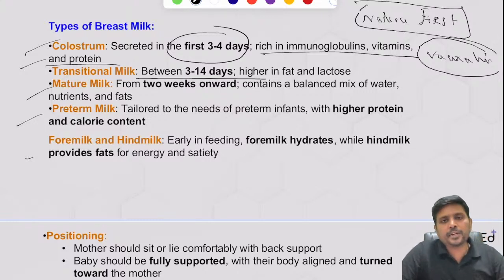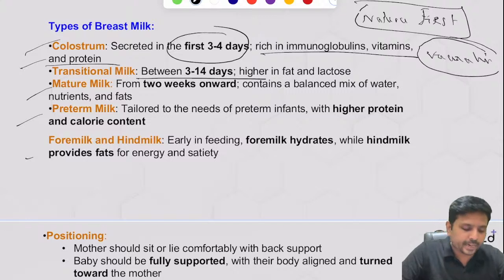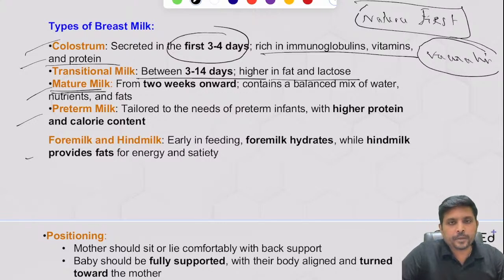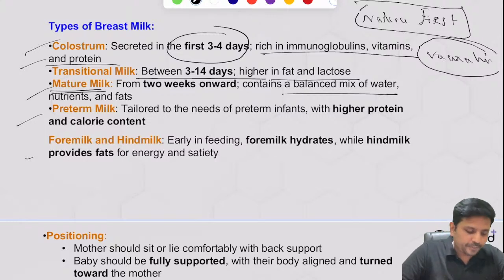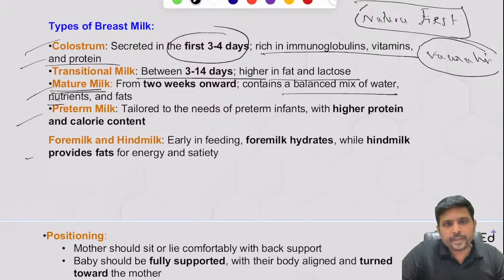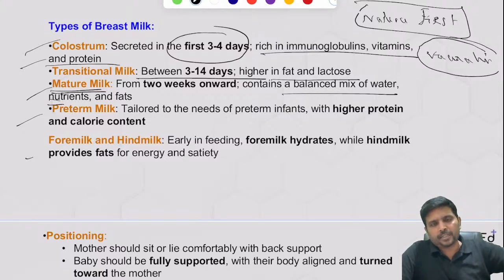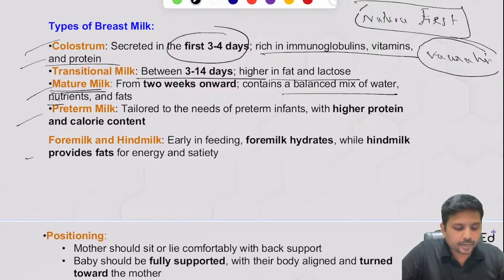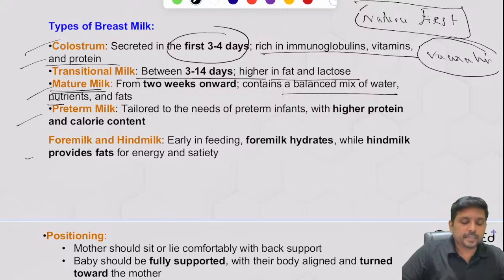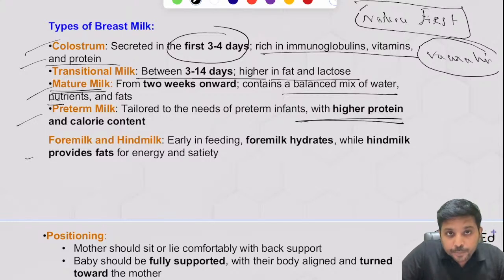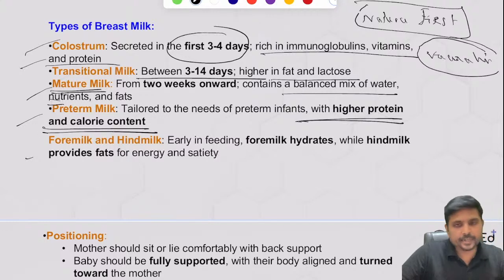Transitional milk is between 3 to 14 days, which is higher in fat and lactose. Again, after 2 weeks, you will get proper mature milk, which is a very good combination of immunity, lactose, fat, etc. For mothers who give birth at less than 37 weeks, the breast milk is called preterm milk. This preterm milk is rich in protein and calorie content.